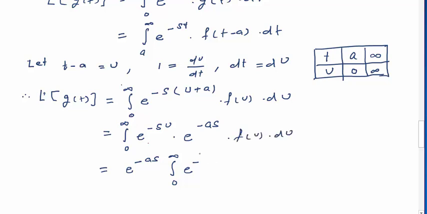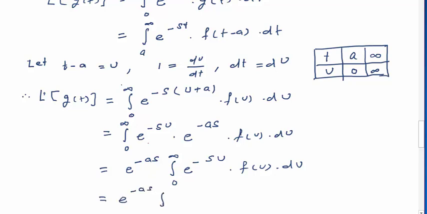So this will become e raised to minus as, which we can take out because we are integrating with respect to u, and in e raised to minus as we have no u term. So I will say that this is e raised to minus as into the integration of e raised to minus su into f of u into du.